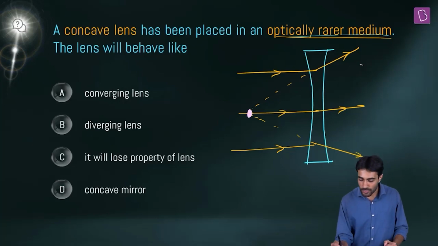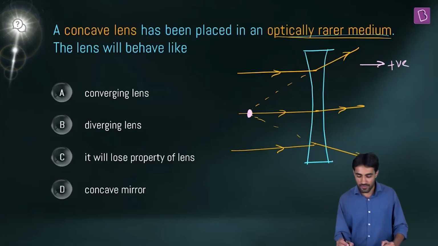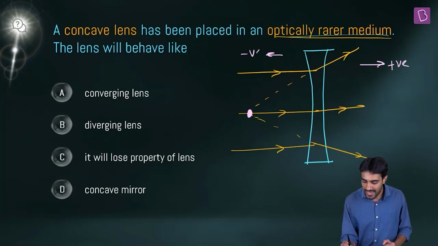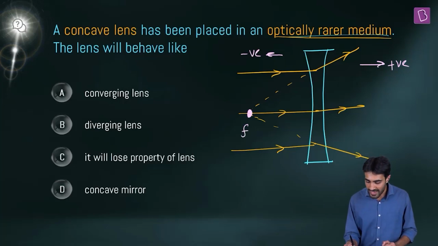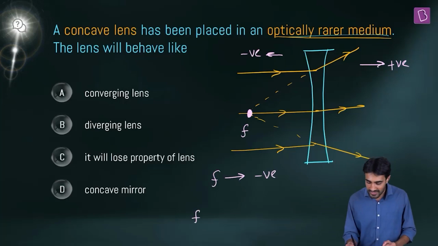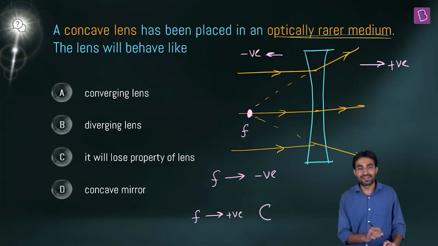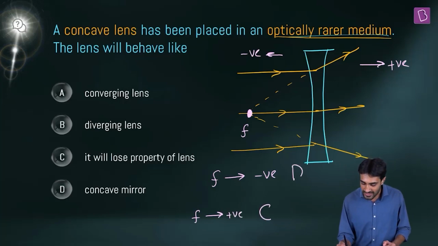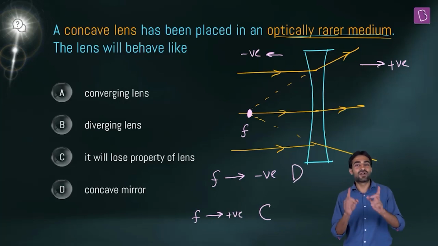According to sign convention, we take the direction of incident light rays as positive and the opposite direction as negative. So focus is always negative for a diverging lens. In case focus comes out to be positive, then we will have a converging lens. Otherwise, if focus is negative, we have a diverging lens.